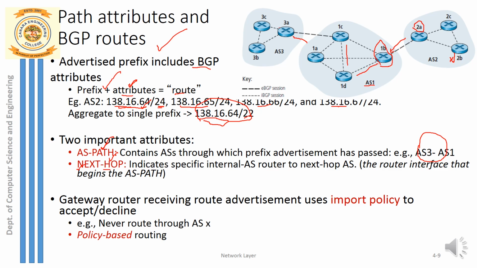Two attributes are included here. Okay, so this is how it works. And finally our gateway router is nothing but the border router, which will receive the advertisements, and finally it will just redirect the packet to the other autonomous system.